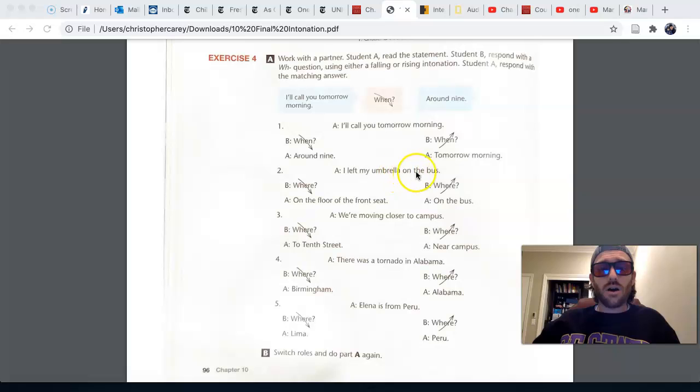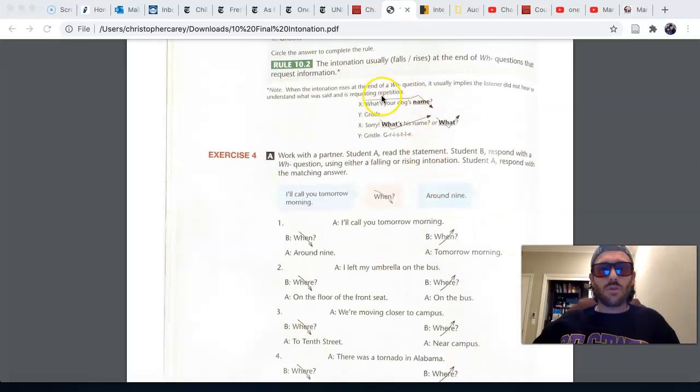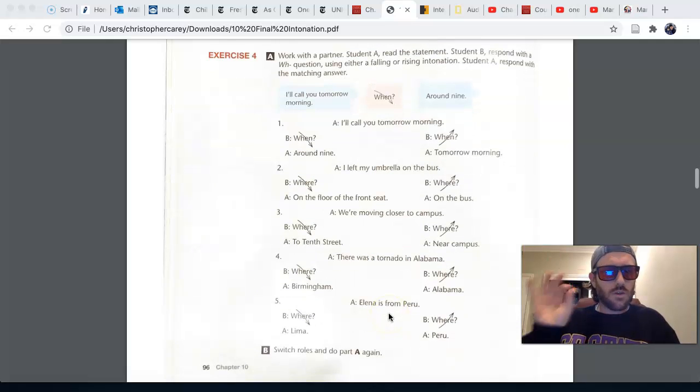I left my umbrella on the bus. Where? On the floor of the front seat. Information in terms of where exactly on the bus. I left my umbrella on the bus. Where? On the bus. Repeating, right? Asking someone to please repeat the information. Hopefully you're picking up on the difference here between falling and rising intonation. Let's do a few more together.